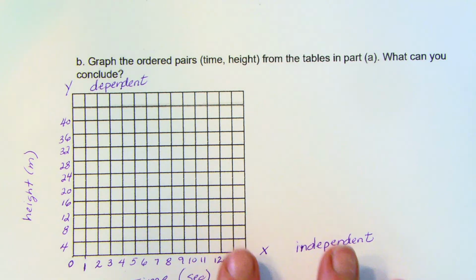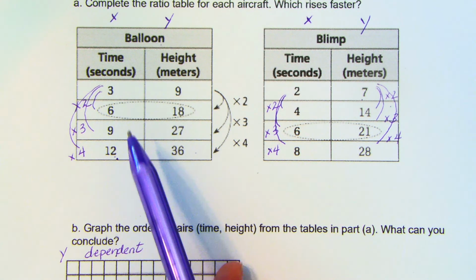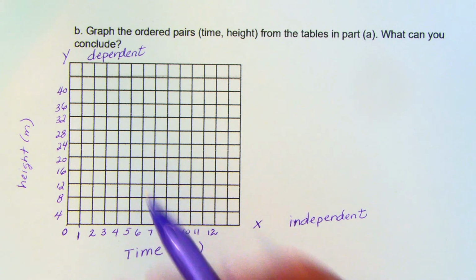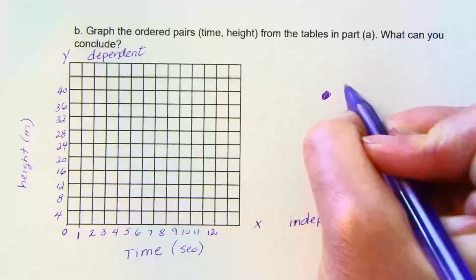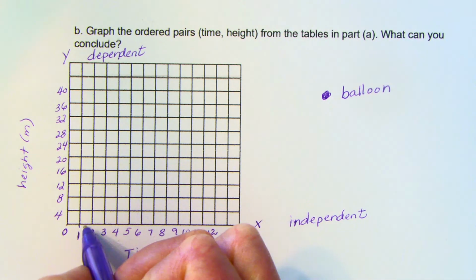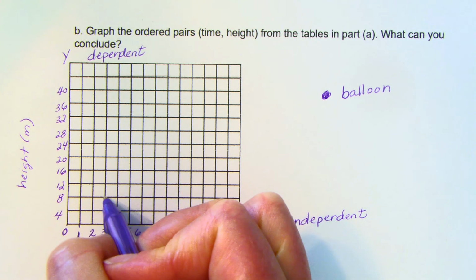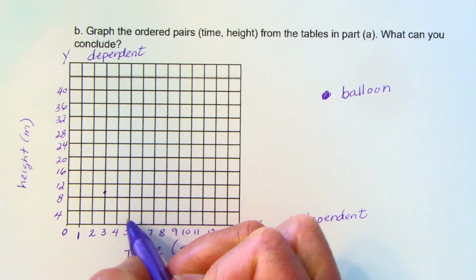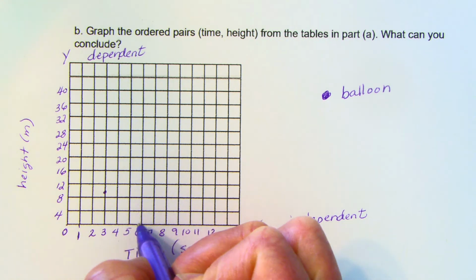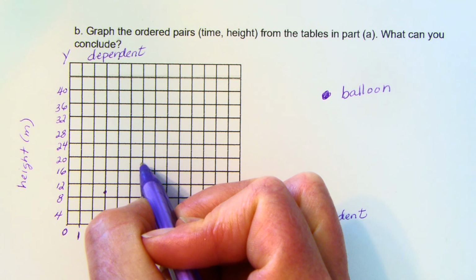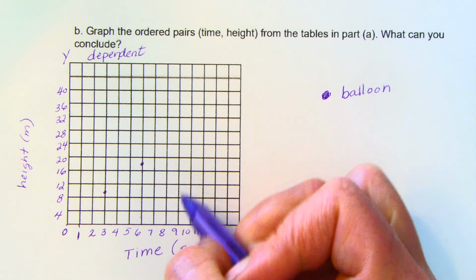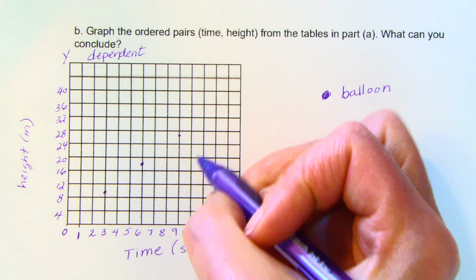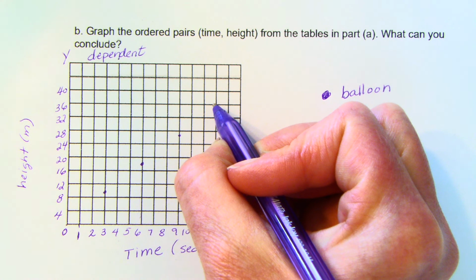All right, so let's just graph our points. I'm going to go on the balloon. I'm going to go over 3 and up 9. Okay, so I'm going to do balloon in purple. I'm going to go over 3 and up to, let's see, here is 8, there's about 9. And then let's see, 6 and 18. I'm going to go over to 6. There's 4, 5, 6, and there's 16. Halfway between 16 and 20 is 18, and over 9 and up 27. Here's 28, so 27 is there, and over 12 and up 36.